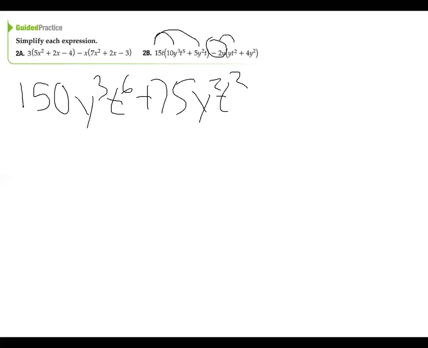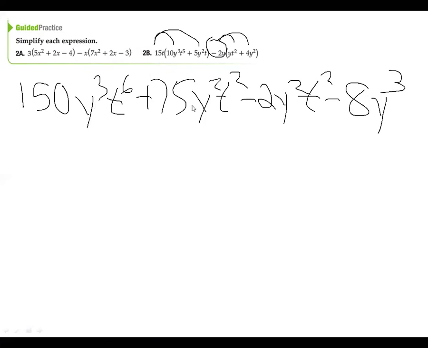Then distribute the negative 2y. So you'd be negative 2y squared t squared minus 8y cubed. So now we have to look for any like terms. There are no other terms with a y cubed t to the 6th.